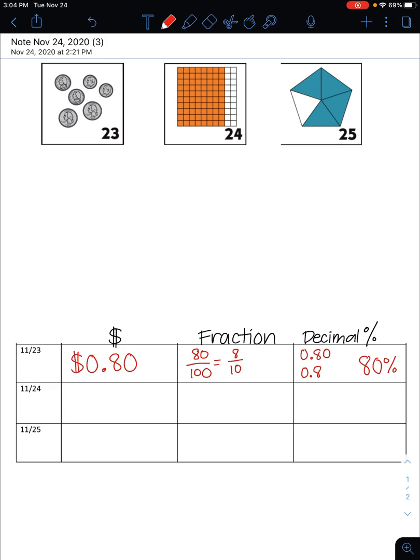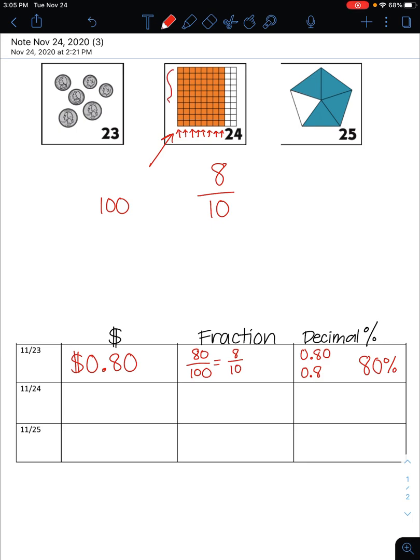All right, looking at the picture for November 24th, I know from the last days that I have used this shape that this large square has a total of 100 small squares in it. I also know that each of these rows is 10 squares. And if I count them, 1, 2, 3, 4, 5, 6, 7, 8, I see that I have 8 rows. 8 out of the 10 total rows are colored in.